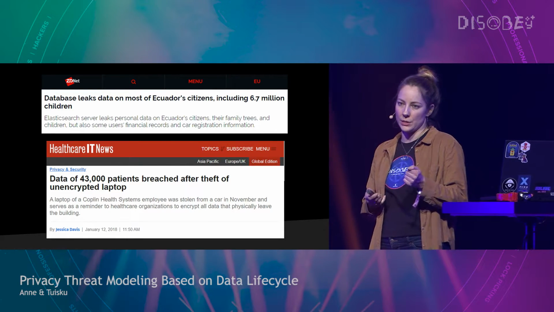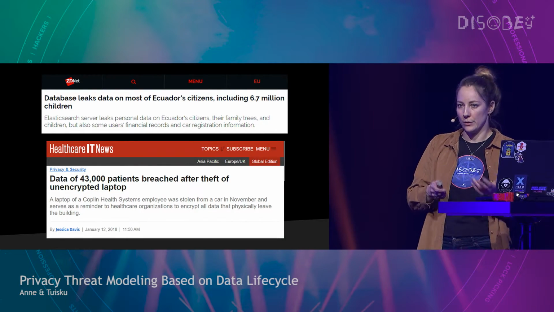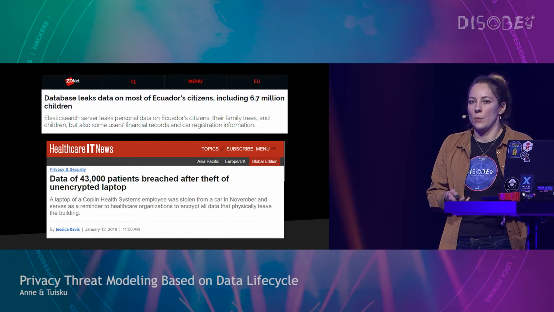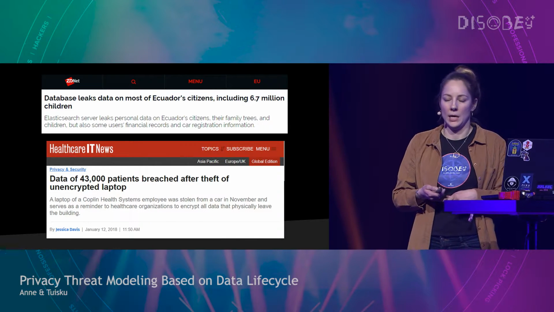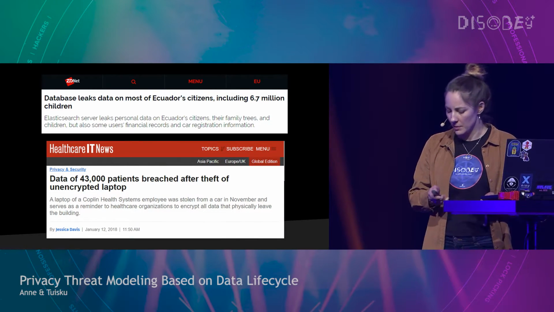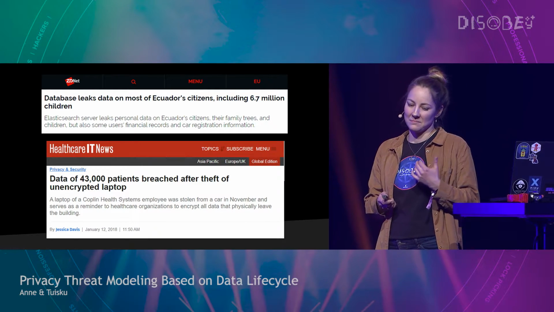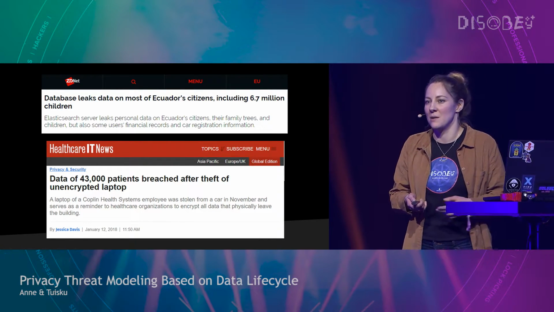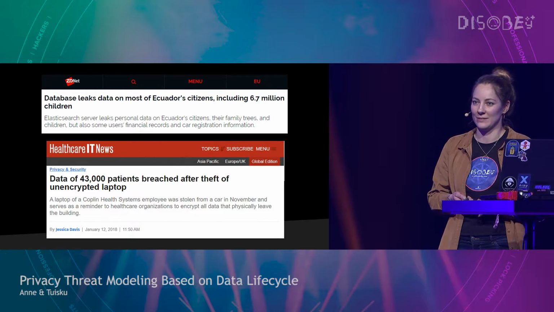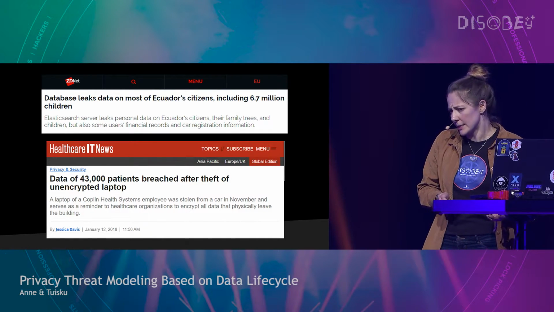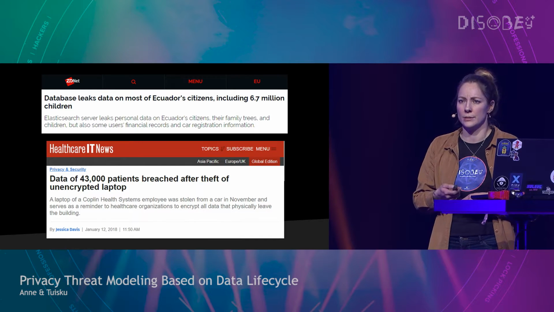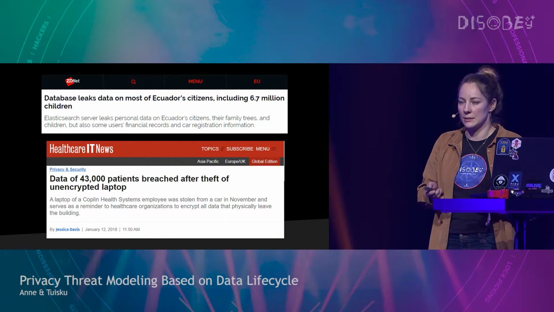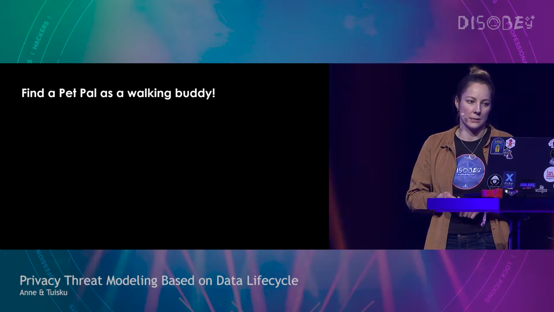Like last year, a database of the personal records of almost everyone in Ecuador was leaked because of sloppy misconfiguration of Elasticsearch. And that was 16.5 million people, and that's about 3 times the people in Finland. That's pretty significant. And 2 years ago in the US, health records went missing because somebody left an unencrypted laptop in a car. Again, these things can happen so easily, just simple errors.